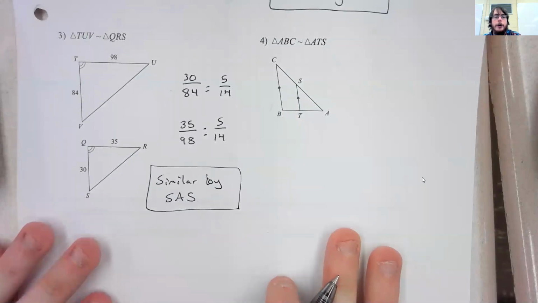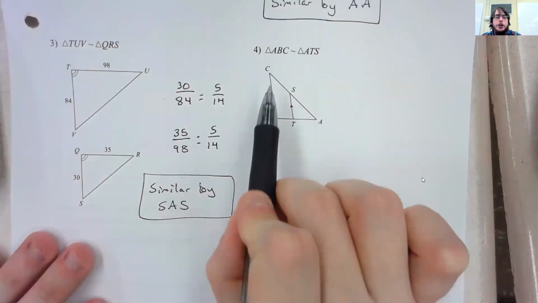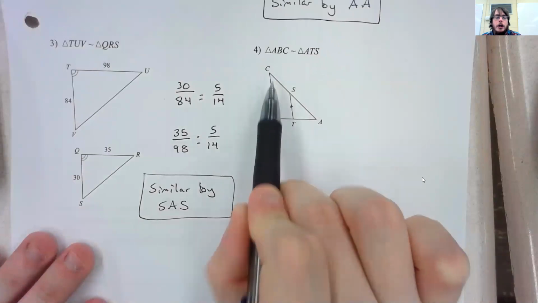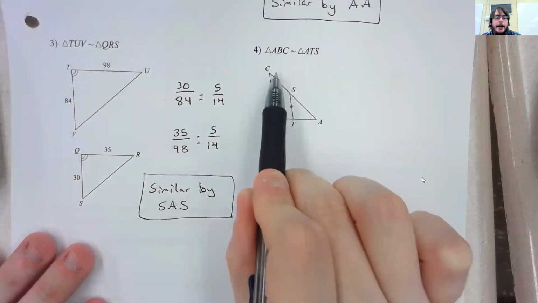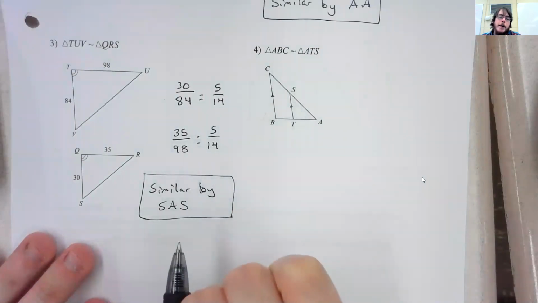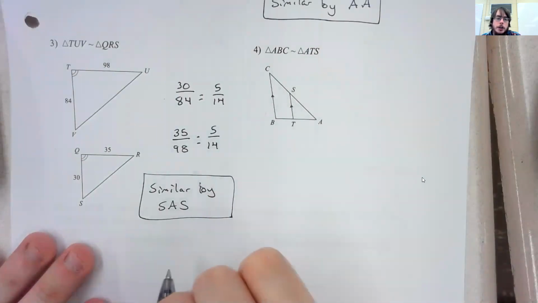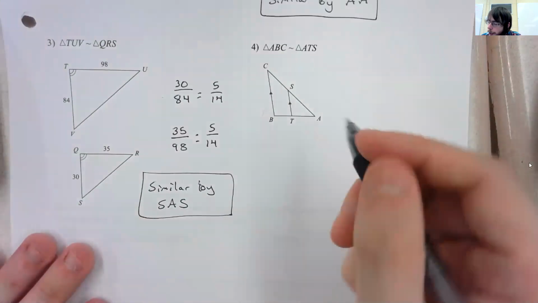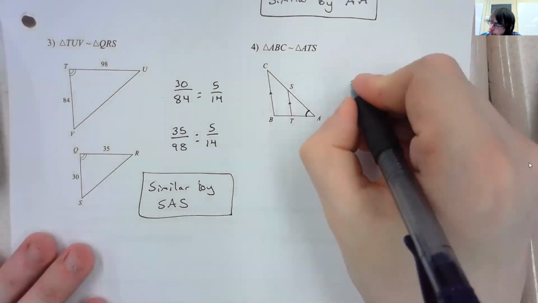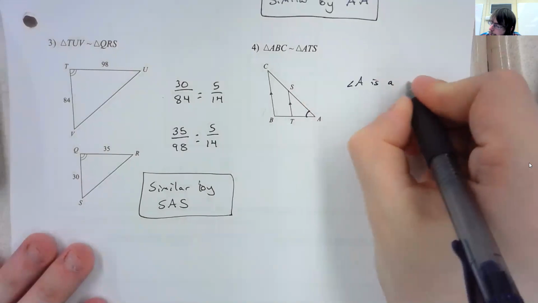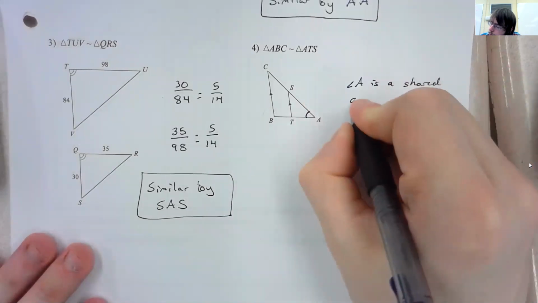All right, number 4, we have two triangles here and they are overlapping. So we have a small triangle STA and a large triangle CBA. Now, since these triangles overlap, we know that they have to have a shared angle. So the shared angle that they have is at angle A. Okay, so angle A is a shared angle.